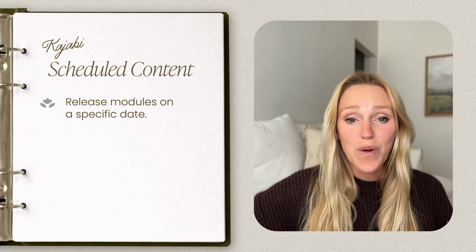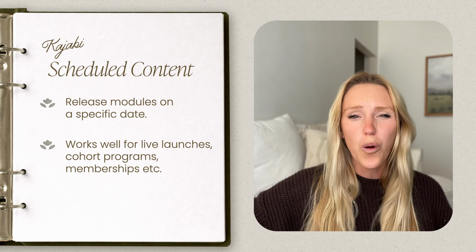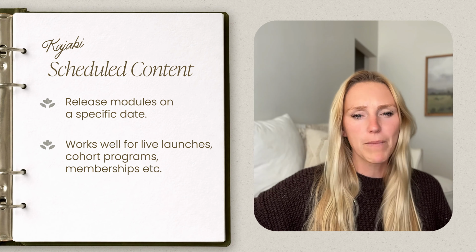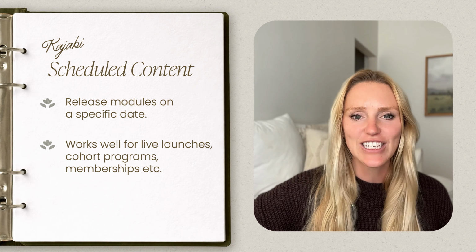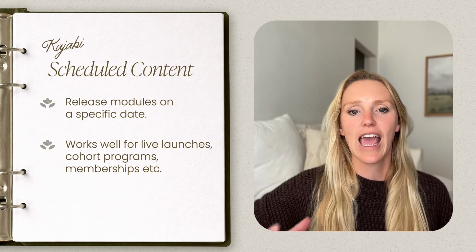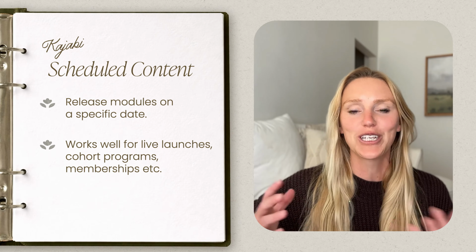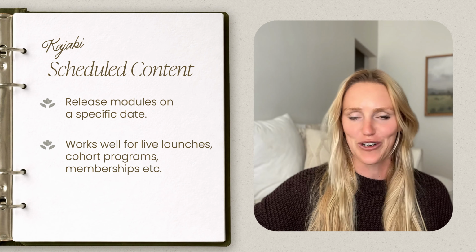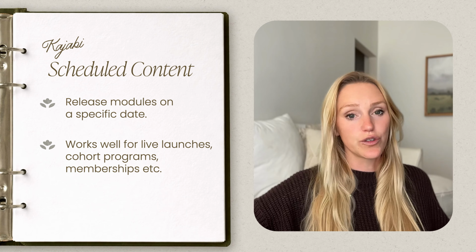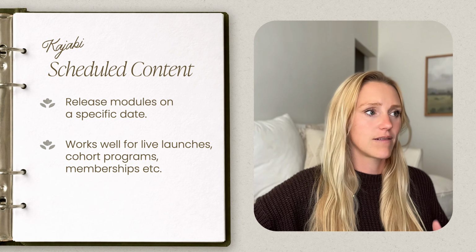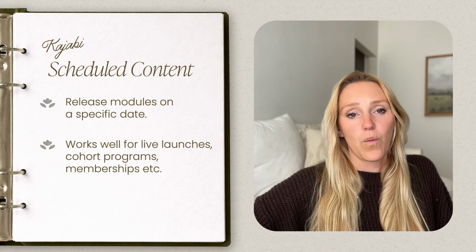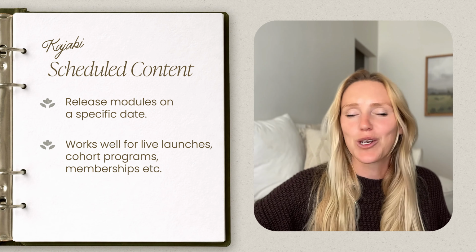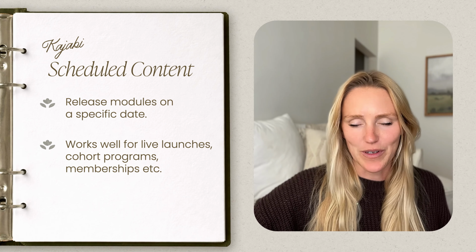This works really well for live launches, cohort programs, challenges, memberships, group coaching, live teaching experiences, anything where people are like, hey, I want to show up on this date. We're all going to do this together and we want to see this exciting new lesson or material. That is the big difference. Drip content, someone can access it 7 days from whenever they started, whereas scheduled content, it's all going to be at the same time no matter when people signed up for your course.